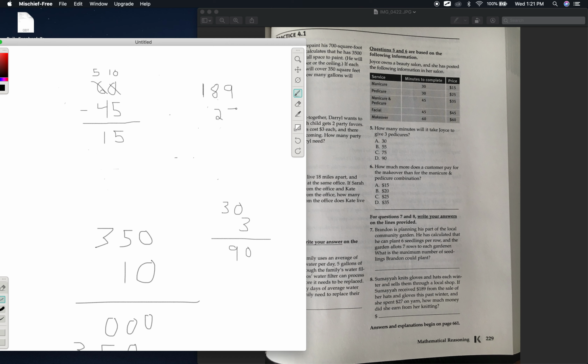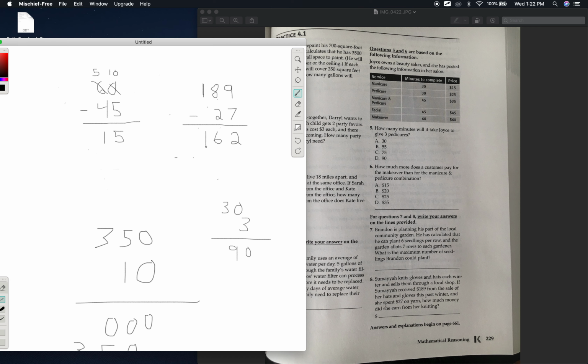But then if we were to remove what she actually spent to see what her actual profit was, that would be 9 minus 7 is 2. 8 minus 2 is 6. Then 1 minus 0, imaginary 0, is 1. So her profit was $162. Okay, so you can put that right here, $162. Okay, that's it for that page.